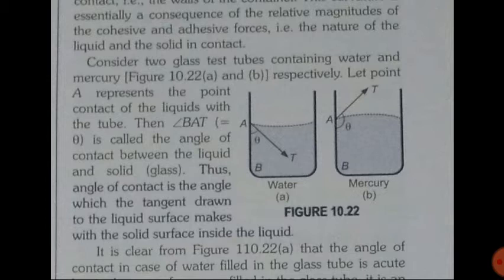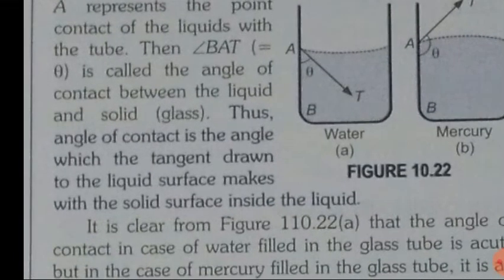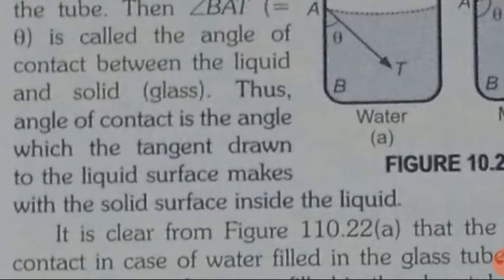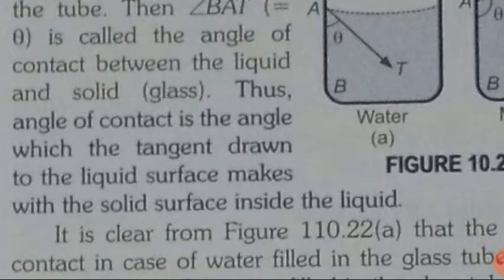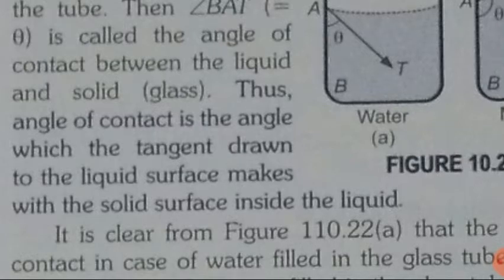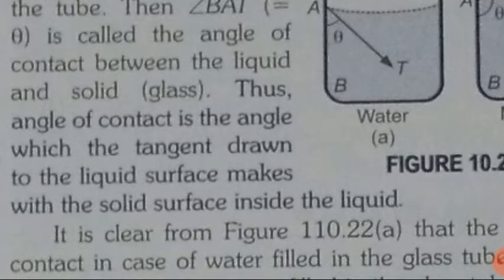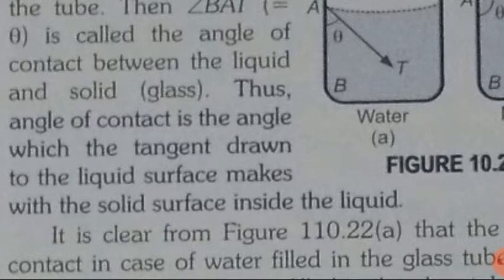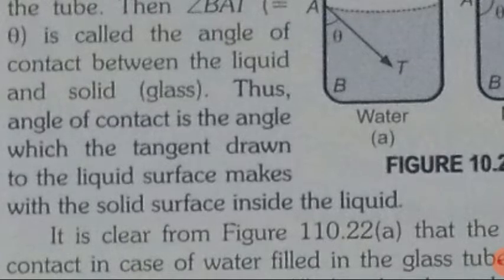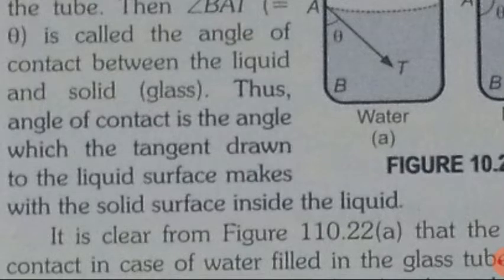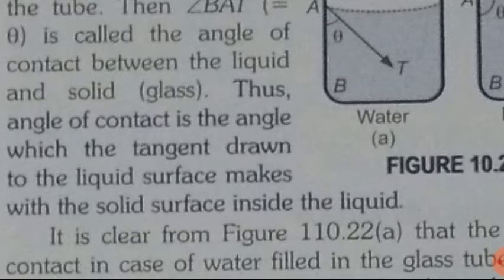How can we define angle of contact? Here in front of you, you have the definition. Angle of contact is the angle which the tangent drawn to the liquid surface makes with the solid surface inside the liquid. That solid surface means the walls of the container only. So the angle of contact is between the tangent which we draw to the surface and the solid surface inside the liquid, not the outside one.